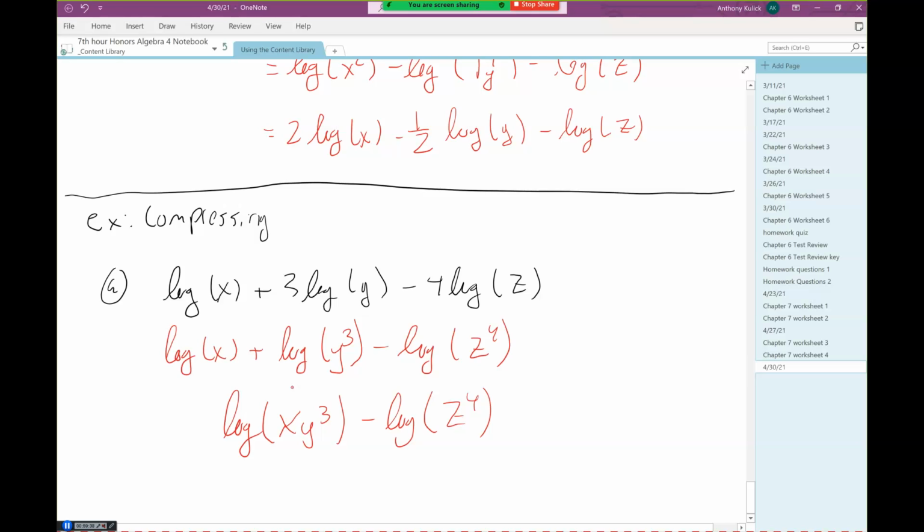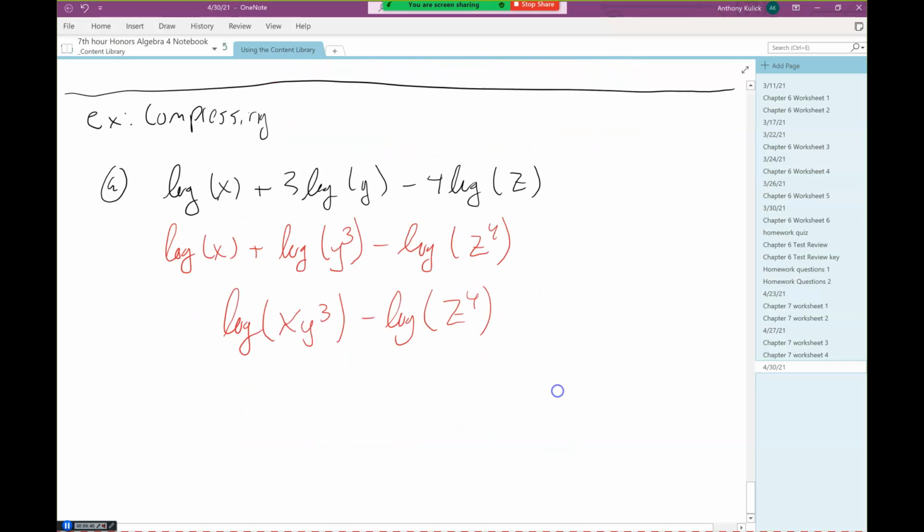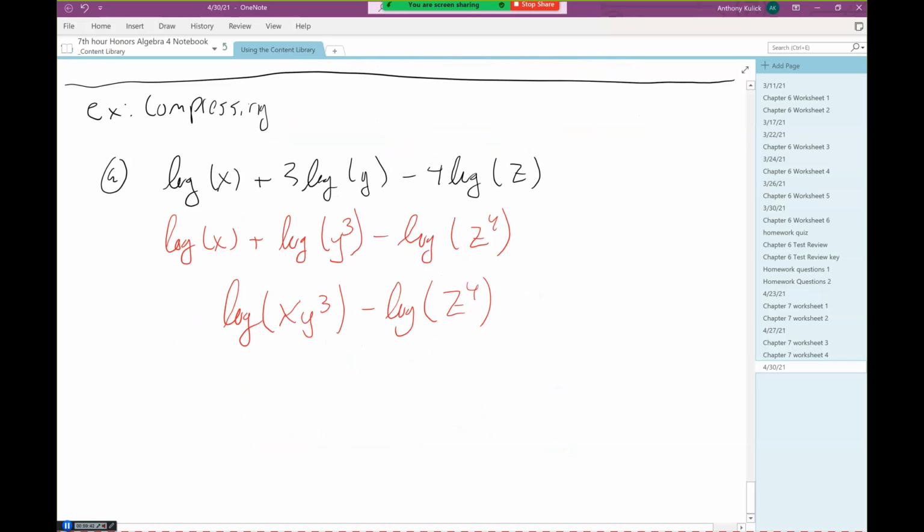And lastly, we look for quotient properties. There I'm looking for things that are being subtracted. There is one of those. And remember, the negative part is the part that goes in the denominator.